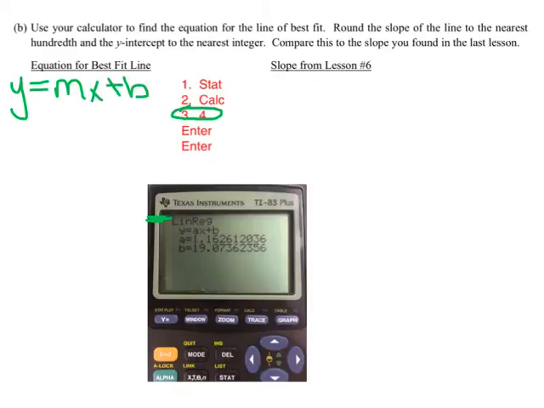In this case, instead of using m, they use a. So y equals, and it says round my slope to the nearest hundredth, 1.16x plus my b is 19, because they say round that to the nearest integer. So my answer is y equals 1.16x plus 19.